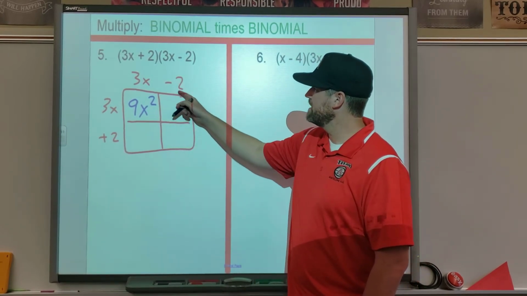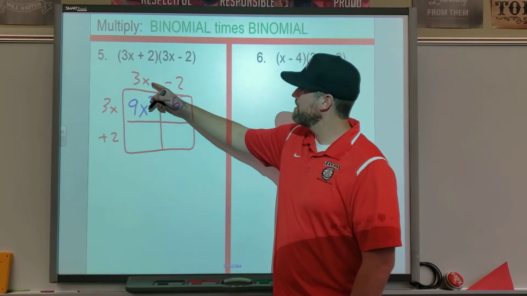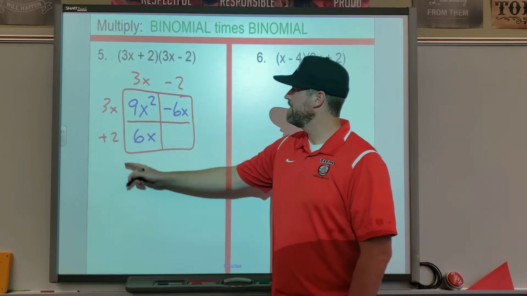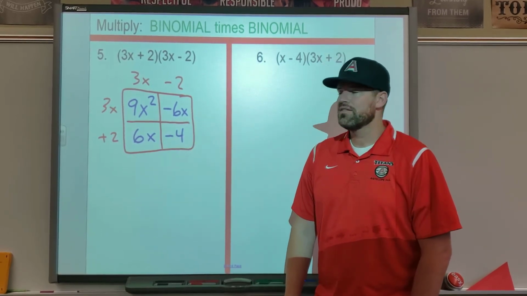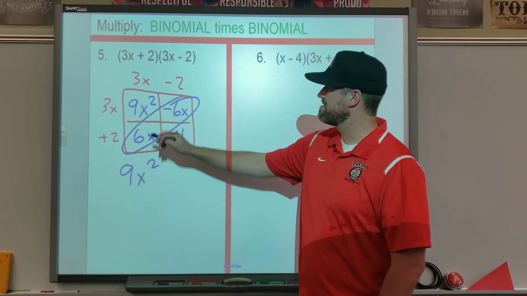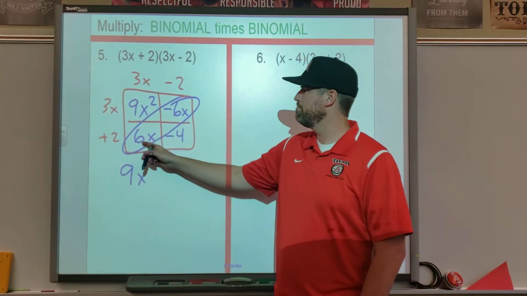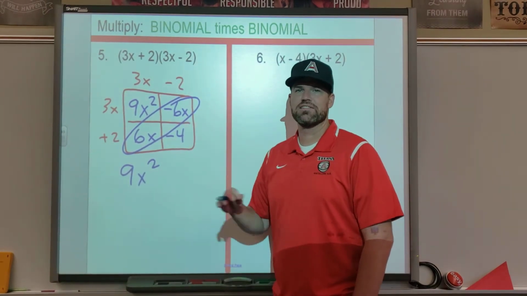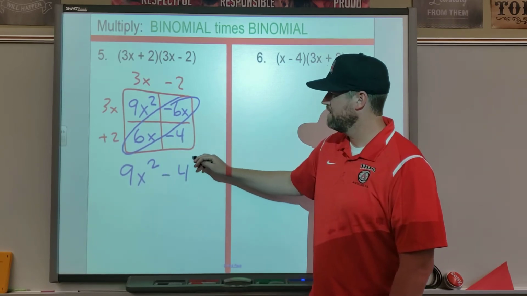And then this box will be negative 2 times positive 3x, which makes negative 6x. And then we have 3x times positive 2, positive 6x. And then 2 times negative 2 is negative 4. Okay, this one when I go to do my like terms, what's going to happen when I combine my x's? They're gone, right? Negative 6x plus positive 6x is 0x. I don't need to put 0x right here. They're just not there. But we do still have minus 4, so that will go at the end.